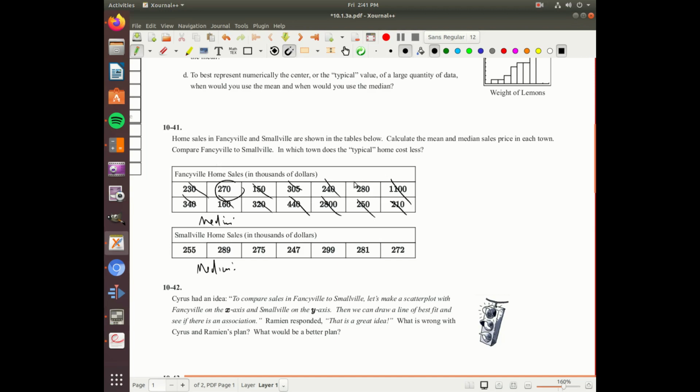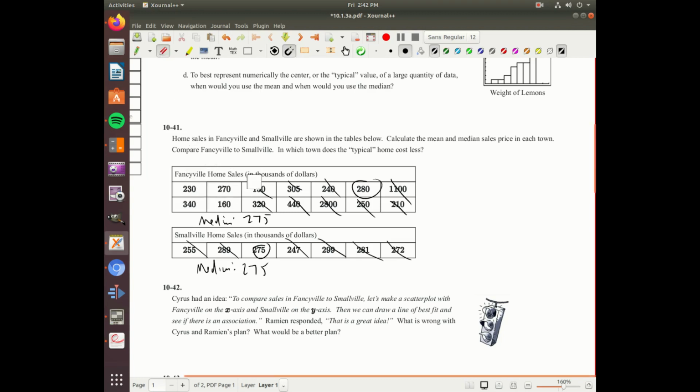And now I have 2 left. So my median would be the halfway point, so my median is going to be 275. Here, my median, again, I'm going to cross out the smallest. Again, I probably should just break down and write these in order from the smallest to the biggest. There's a big 299 and a small 247, then a 255 and a 289, 272 and a 281. So again, the median is 275. So it looks like they both have a median of 275.